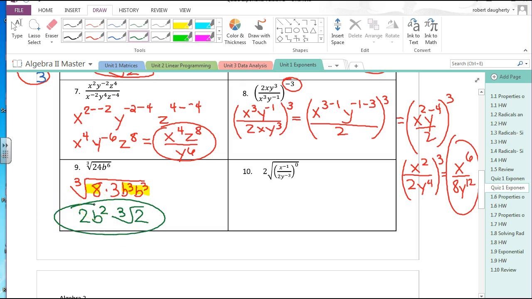Number 10, hopefully you got this one in a hurry. This expression right here in parentheses, raised to the 0 power, that's just 1. 2 times the square root of 1, which is 2 times 1, which is 2.